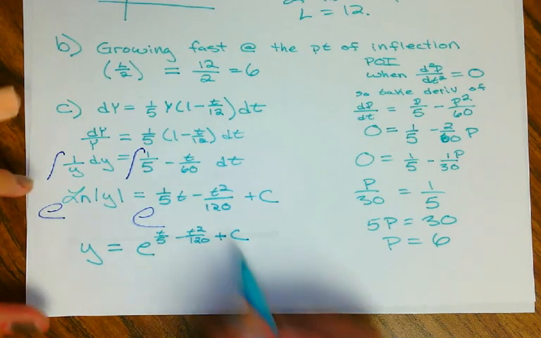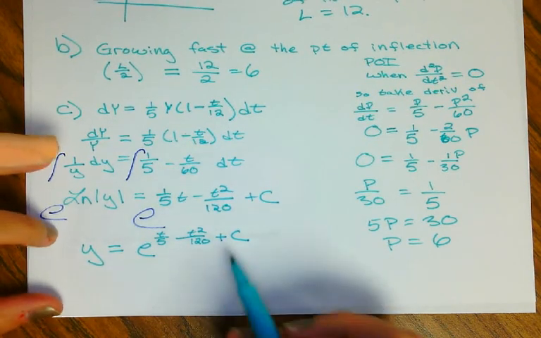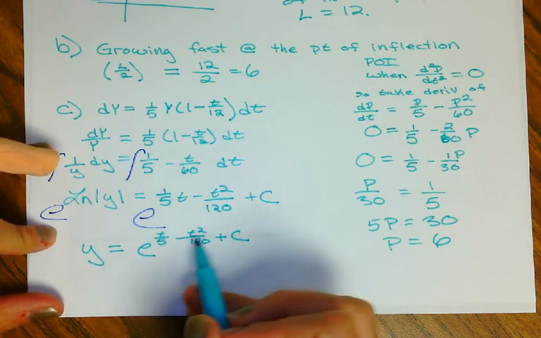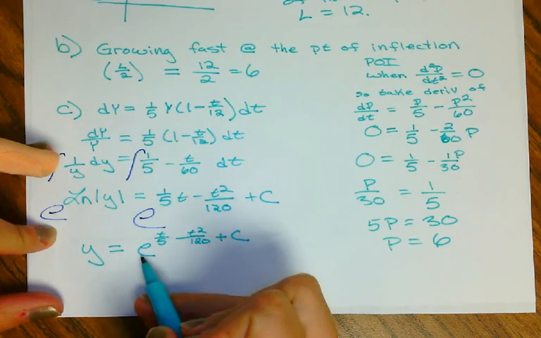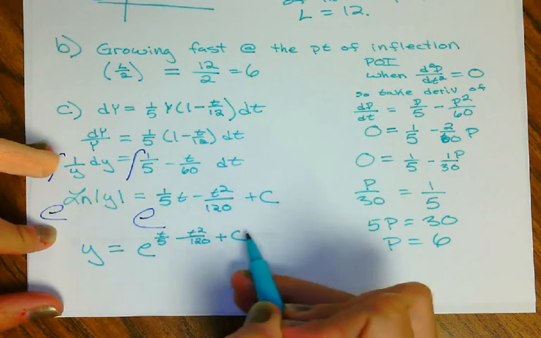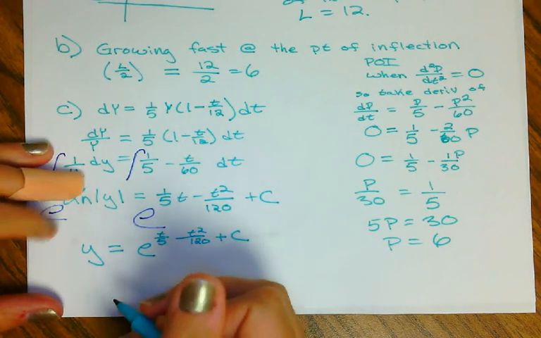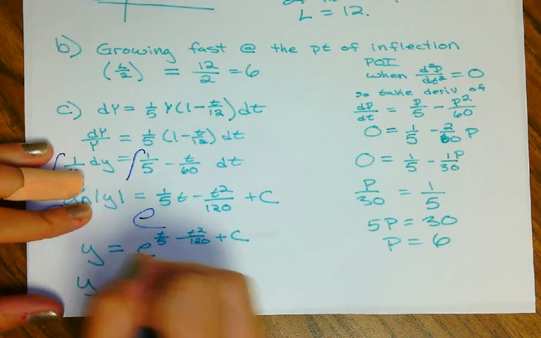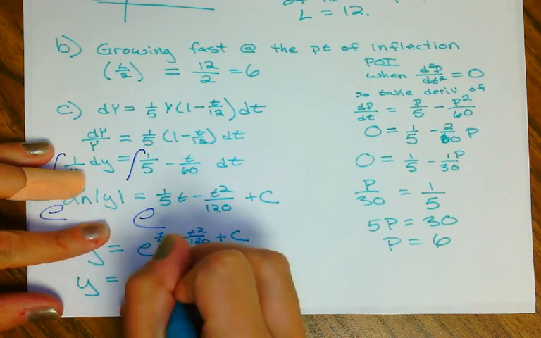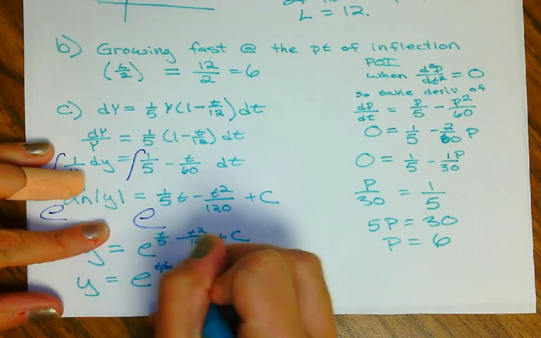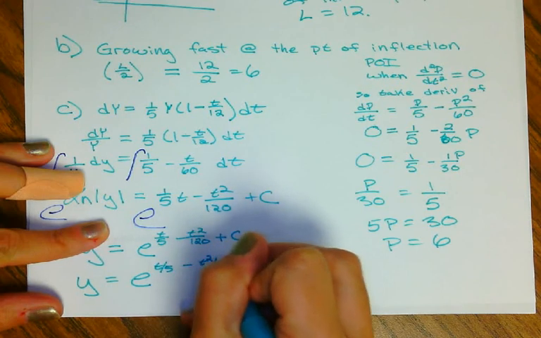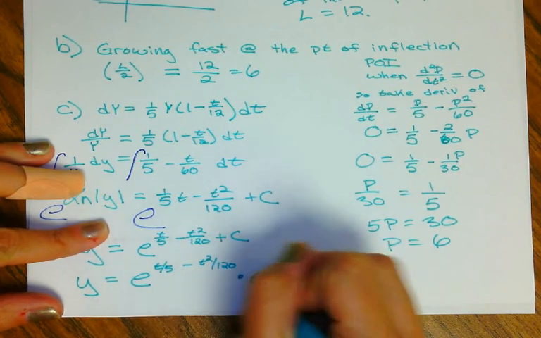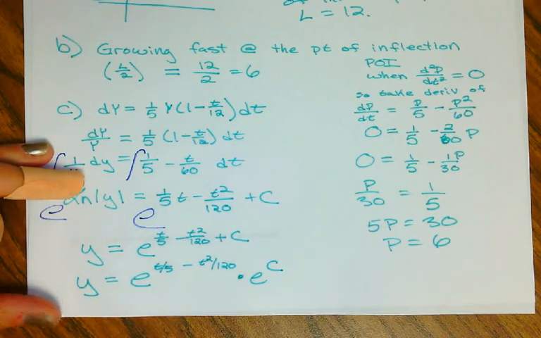We're going to use the same rule as before. Our goal, remember, is to rewrite that so we can get e to a power times e raised to the c. So we're going to say y equals, we'll still have this part, t over 5 minus t squared over 120, times e to the c.